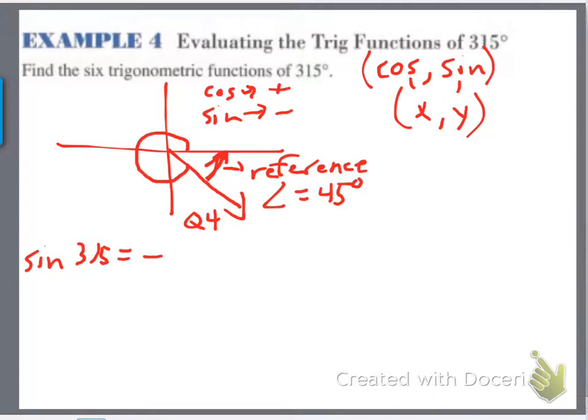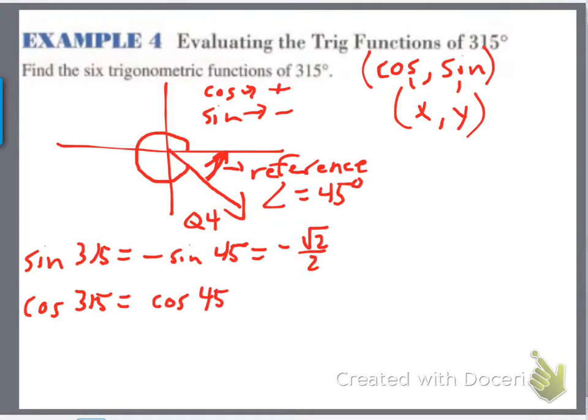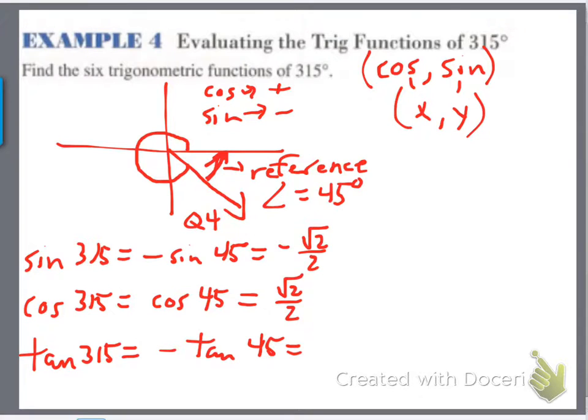So the sine of 315 is the same as negative sine 45, which is negative radical 2 over 2. If you go back to the special right triangles, you'll see where we got the negative radical 2 over 2. Now, cosine 315 is the same as positive cosine 45, because cosine's positive in the fourth quadrant. That is positive radical 2 over 2. The tangent of 315 is the same as negative tangent 45. First of all, what's tangent of 45? Tangent of 45 is 1, but since it's negative, it's negative 1.